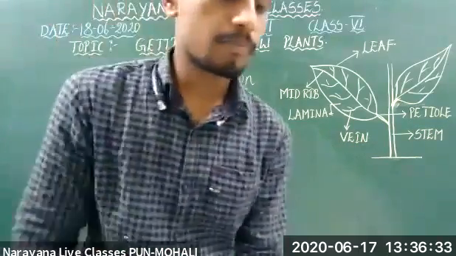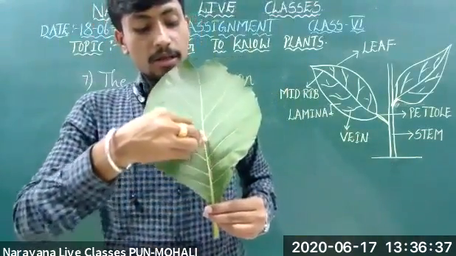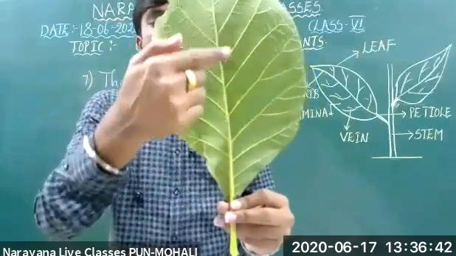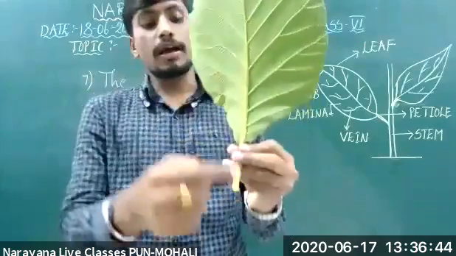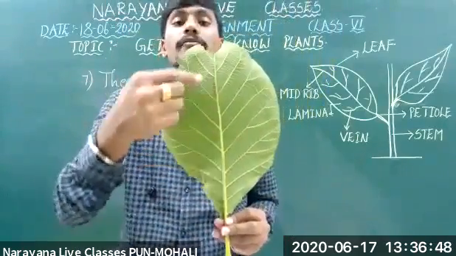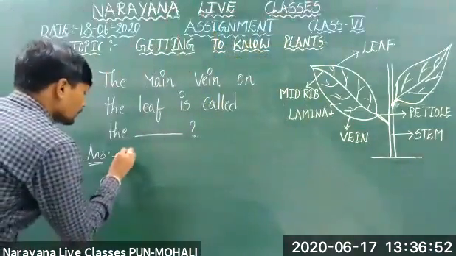So here in this leaf, the main vein is this one. This long stripe, which is arising from the petiole, we call the main vein, or midrib. What we call midrib.